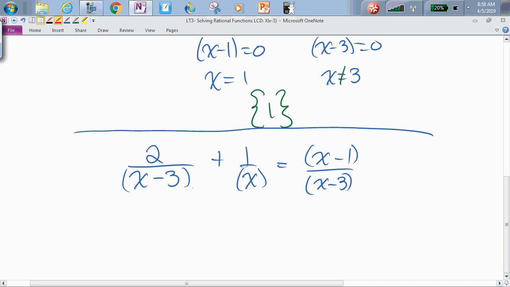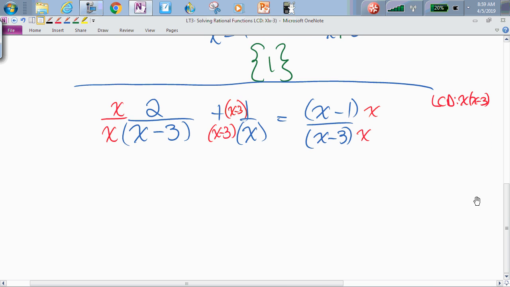So again, the lowest common denominator has to be x times x minus 3. We're looking to see what's missing. This has an x minus 3, but it doesn't have an x, so I'm going to multiply top and bottom by x. Here, we're missing an x minus 3, so I'm going to multiply top and bottom by x minus 3. And here, we're missing an x.